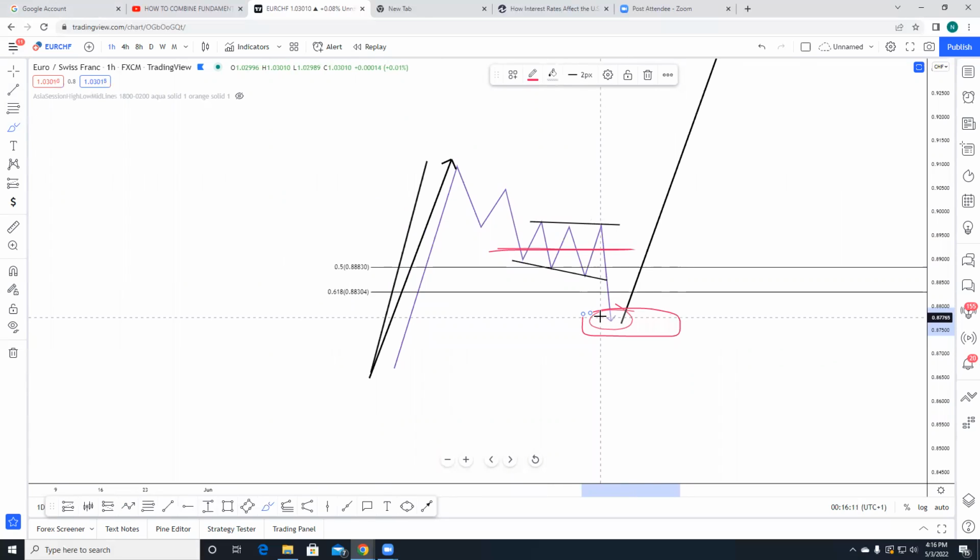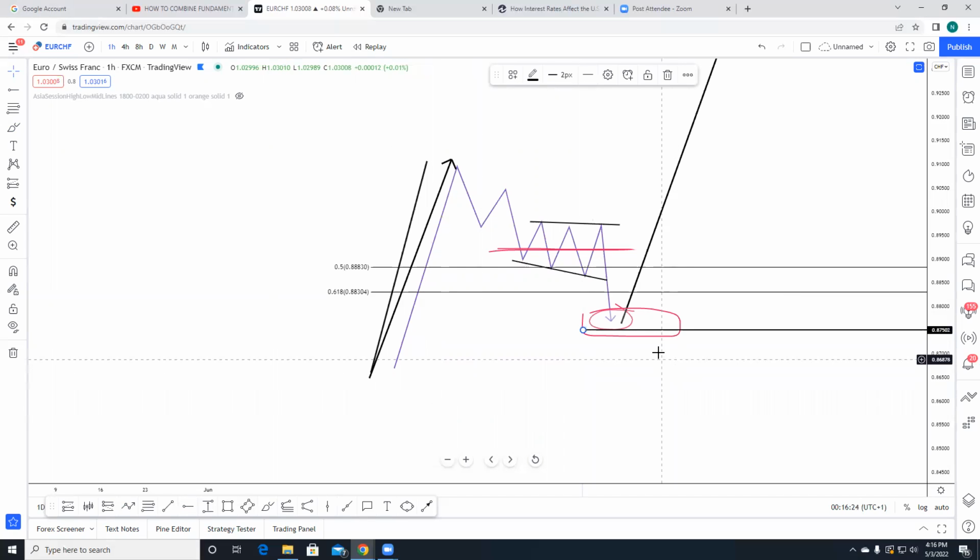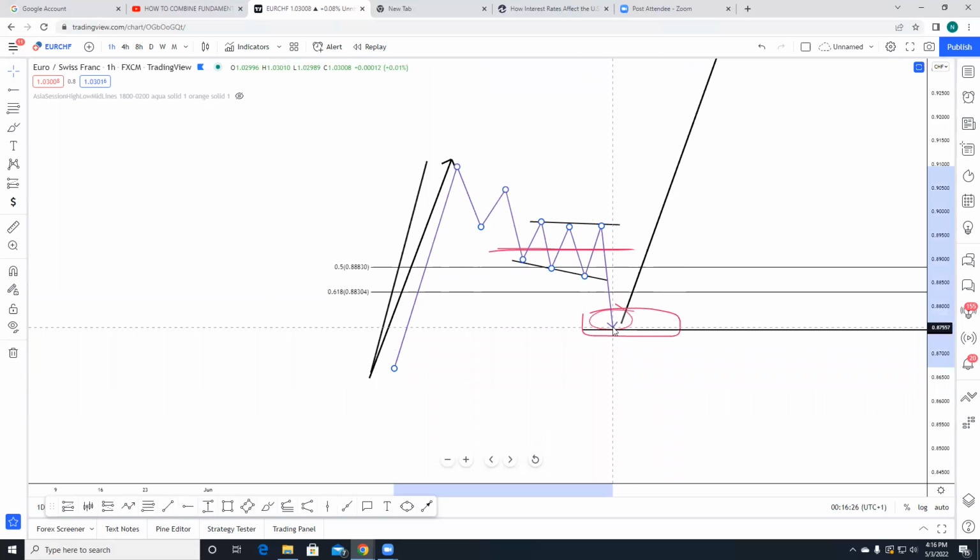Or psychological number, or sub-psychological number. If you see this level I've highlighted for you, you have 0.8750 right here. This is a sub-psychological level. So this market can pick liquidity here, grab it, and make a move to the upside.